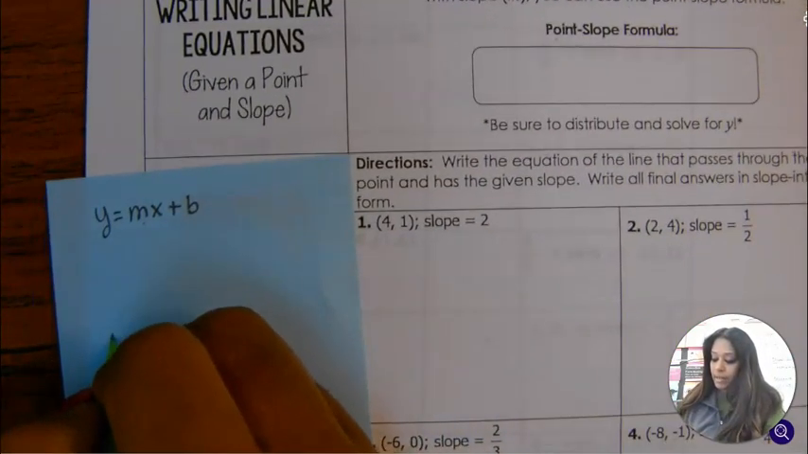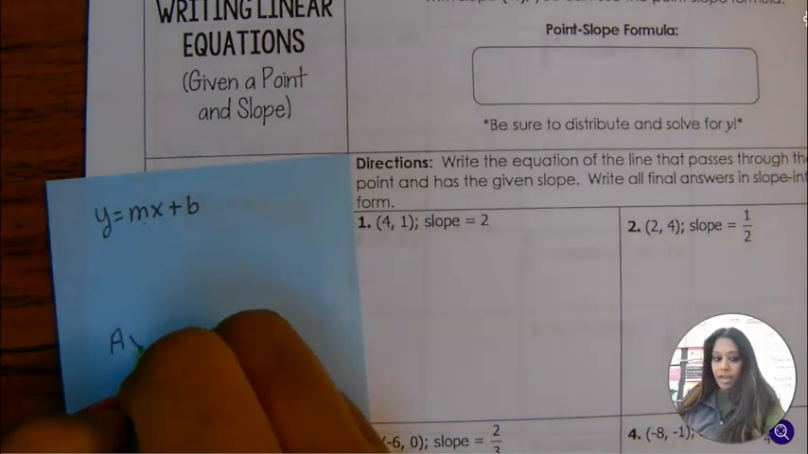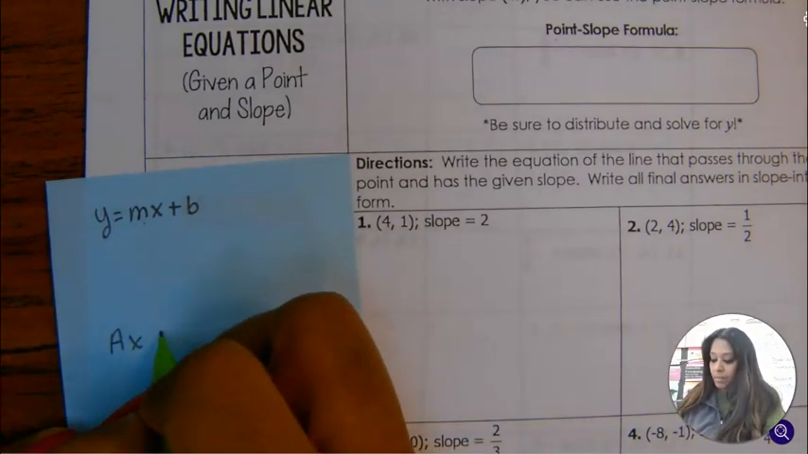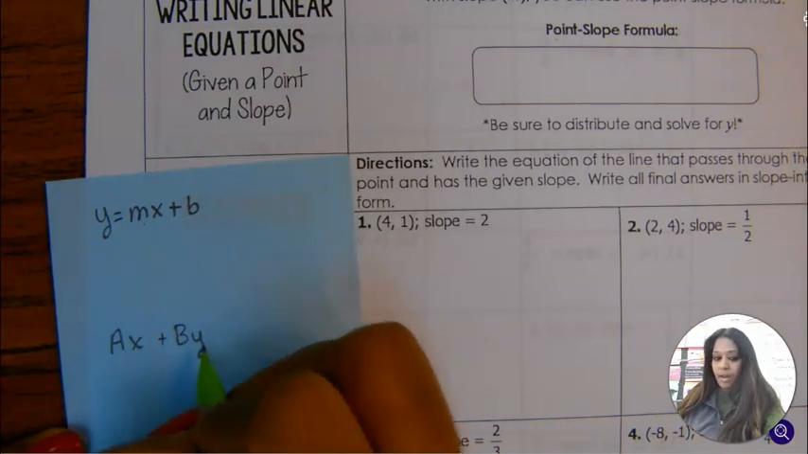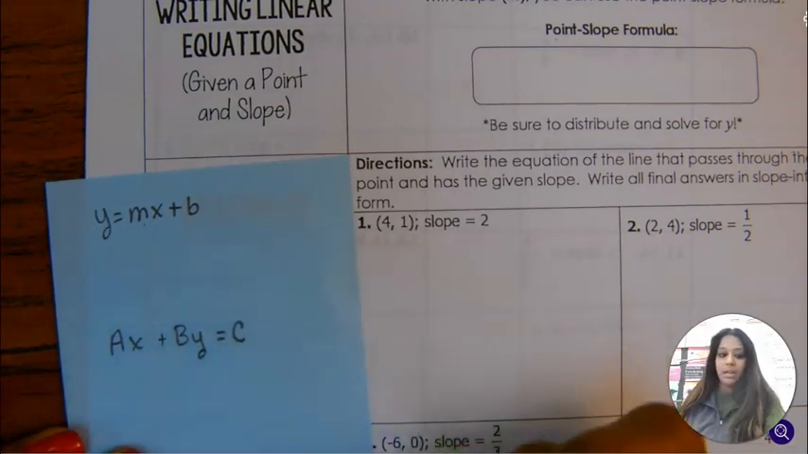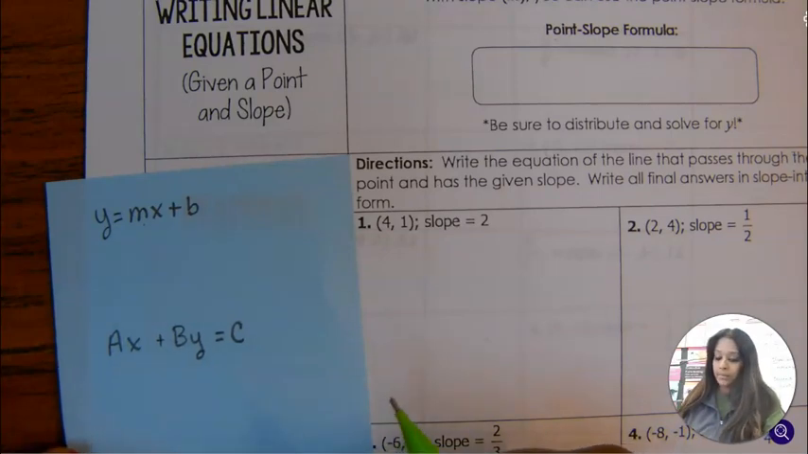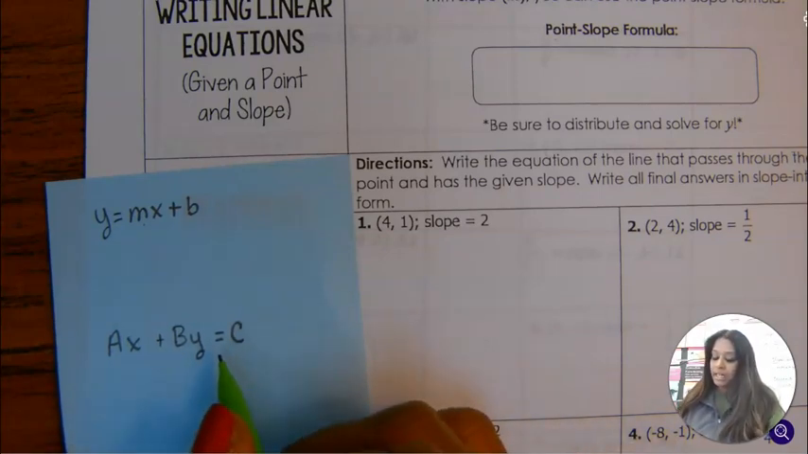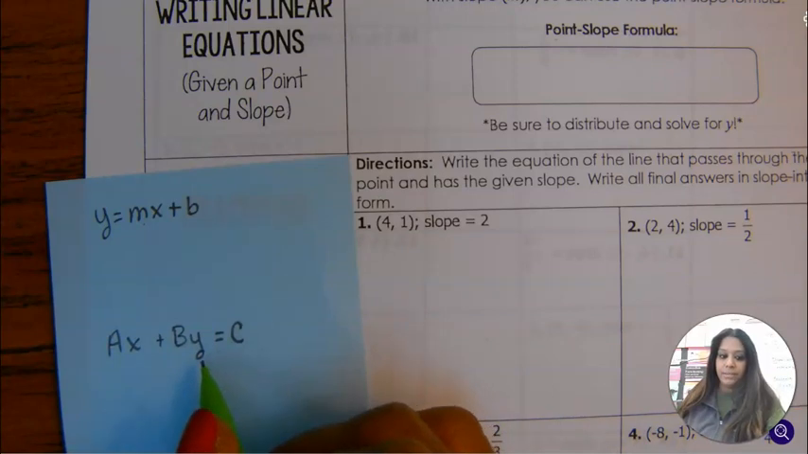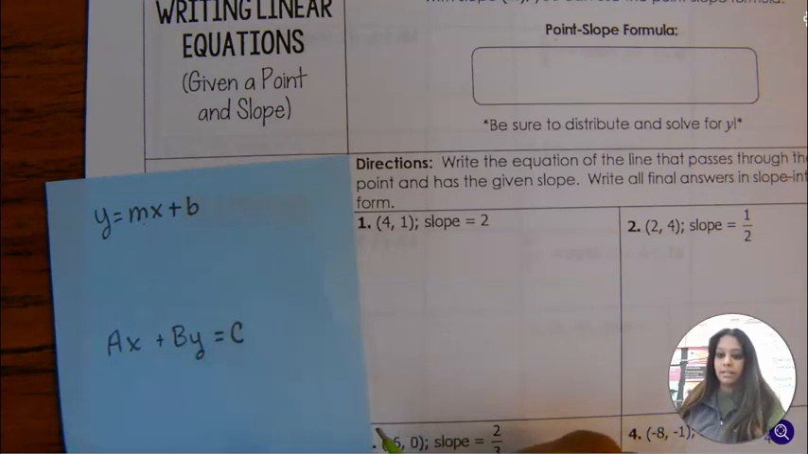Remember, standard form is you have your a times x plus b times y equals c, where a, b, and c are numbers, particularly integers, meaning that we don't want any fractions on those. I'll show you how to do that.